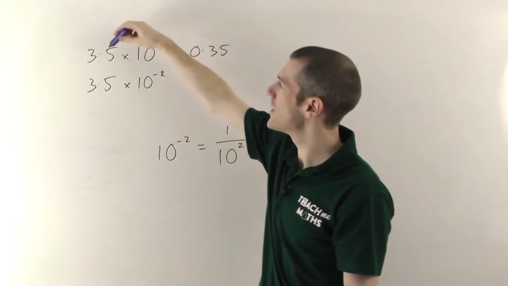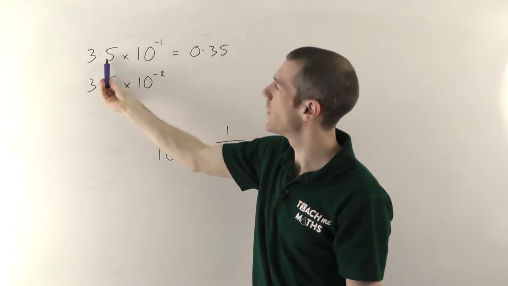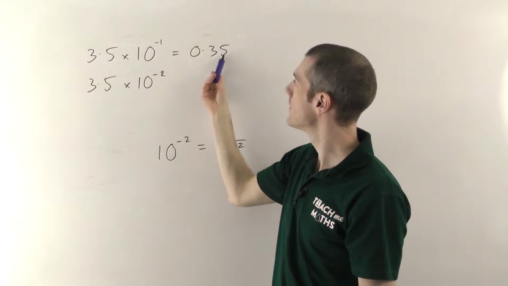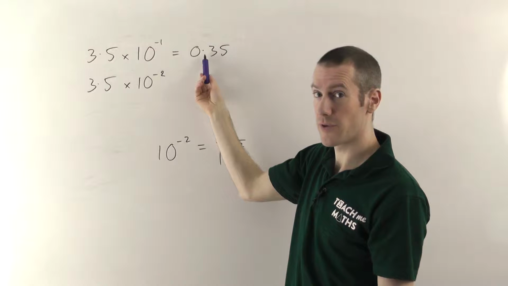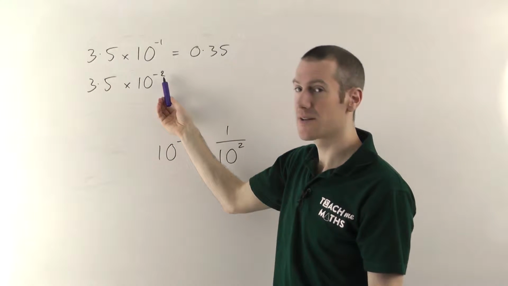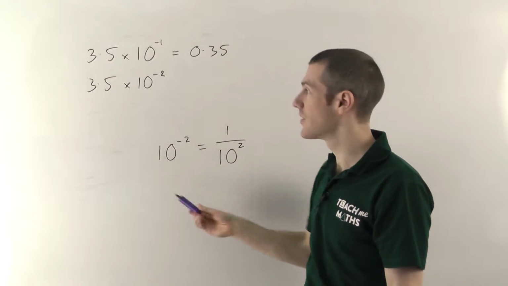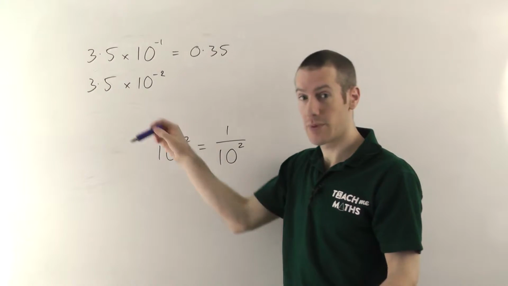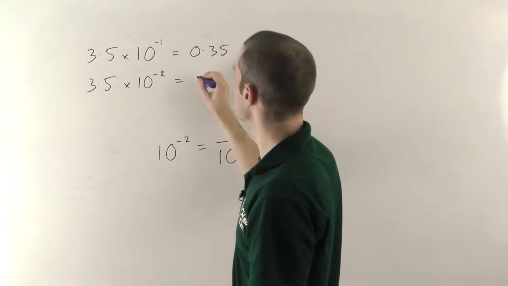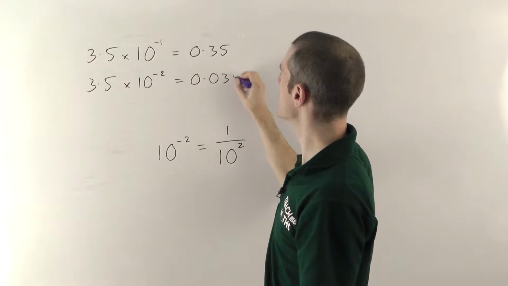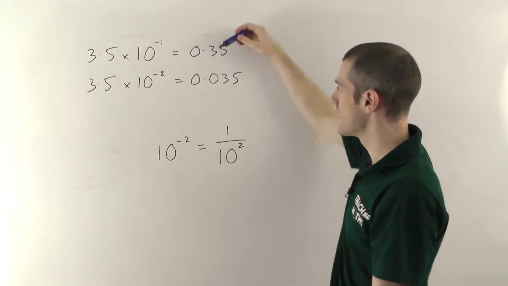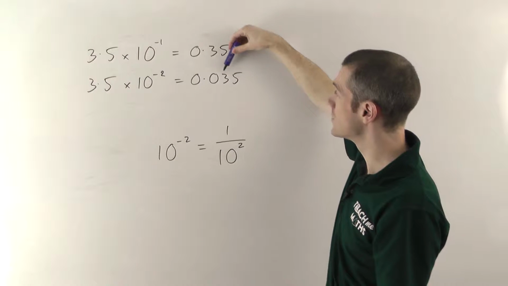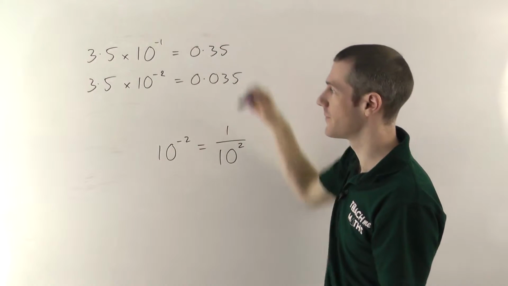So just like when you were timesing by a tenth, the decimal point went 1 place to the left. From between the 3 and 5 it came before the 3. Now timesing by 10 to the minus 2, timesing by 100th, you move it 2 places to the left. If you're dividing by 100, it goes 2 places to the left. So that's going to be 0.035. Yeah, decimal point was between the 3 and the 5, it's gone 1, 2 places to the left.